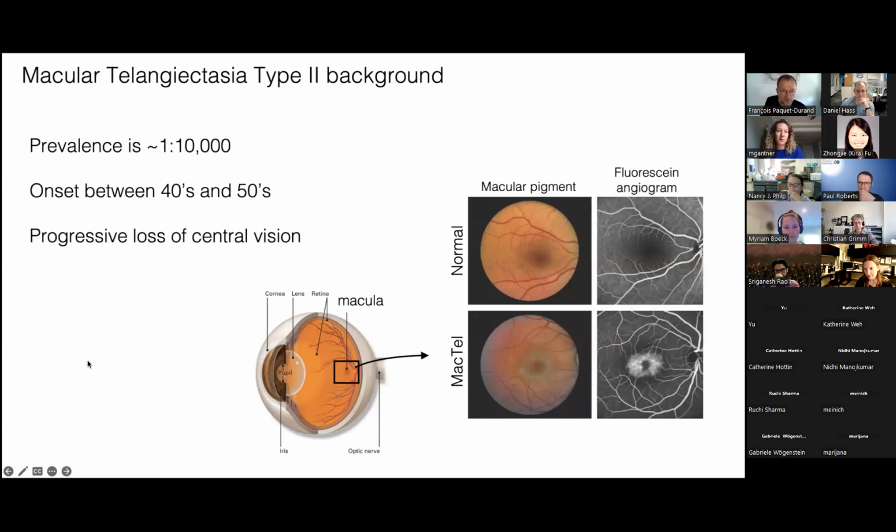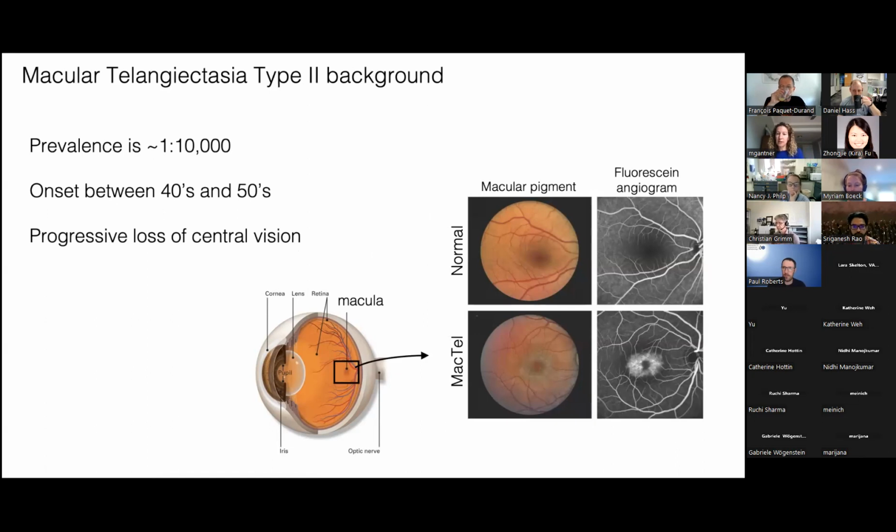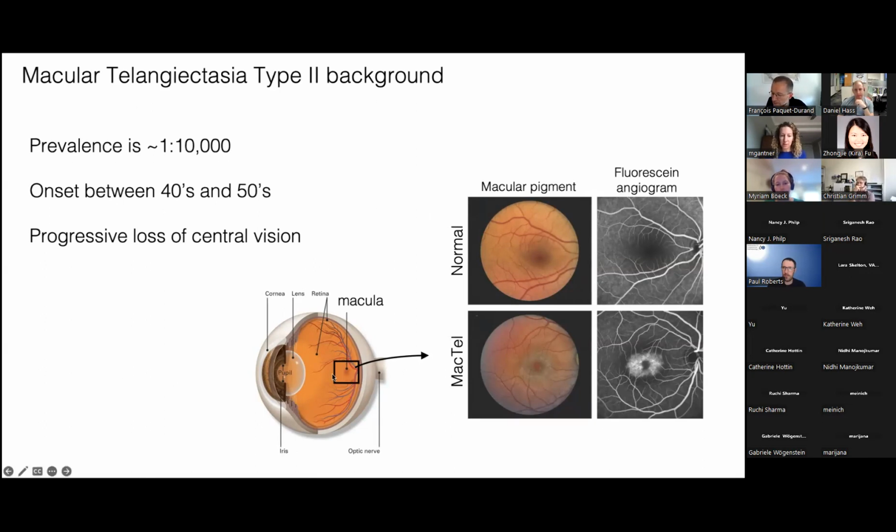So for those of you who don't know me, my name is Mari Gantner, and I am a scientist at the Lowy Medical Research Institute. The Lowy Medical Research Institute is a privately funded institute, and our main goal is to study and understand the disease macular telangiectasia. This is a retinal specific disease that has a moderate prevalence, maybe semi-rare, 1 in 10,000, and the age of onset is in the 40s and 50s, and it's specifically the macula that is most affected, and that leads to progressive loss of central vision in the patients with MacTel.